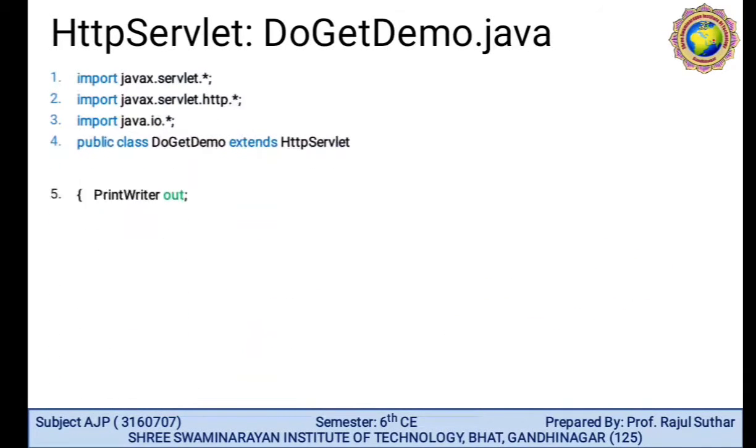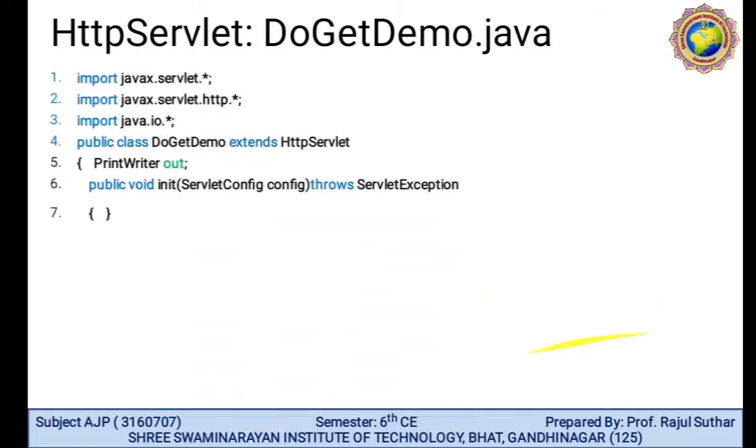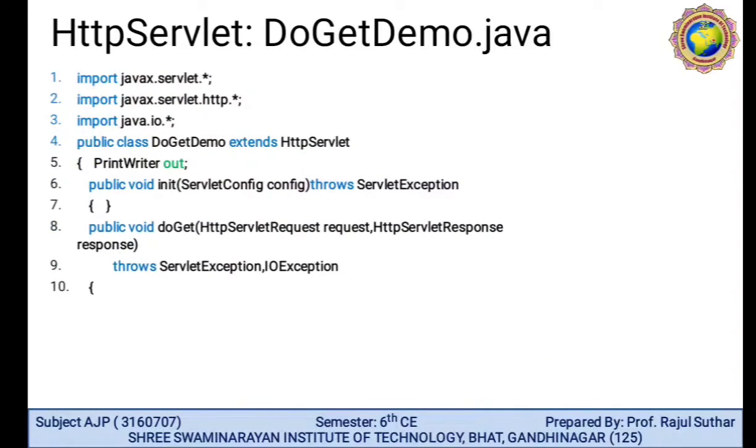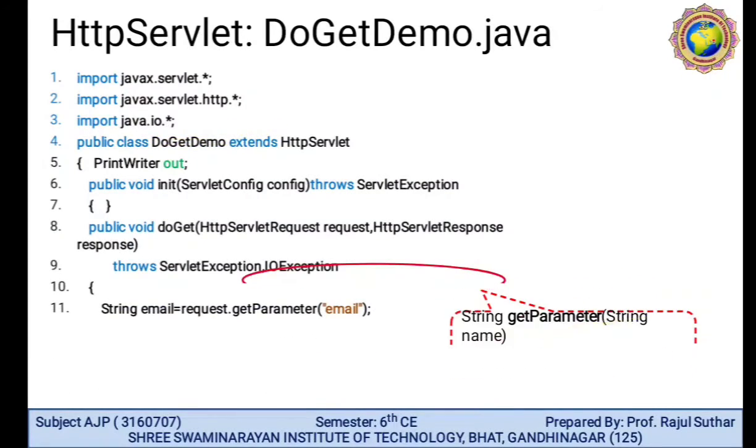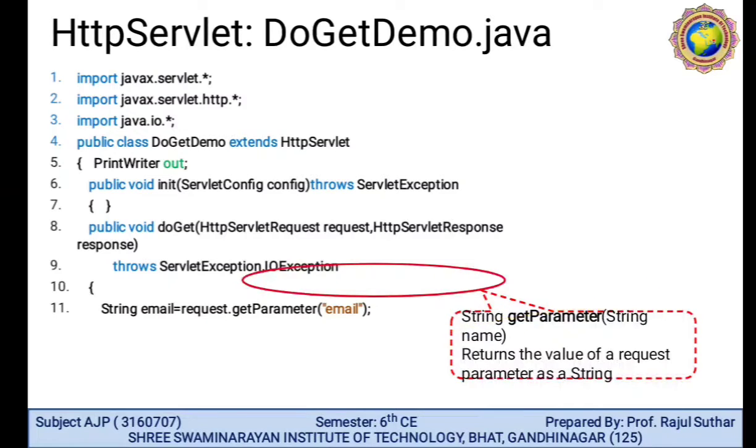DoGetDemo.java. For this class we again require the name of the class, doGetDemo. It extends HttpServlet. So try this program. The getParameter method returns the value of the request parameter as a string.